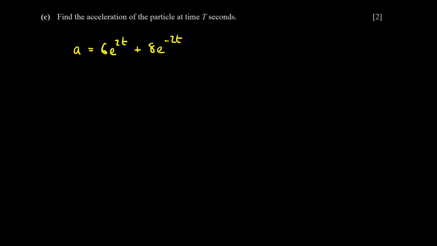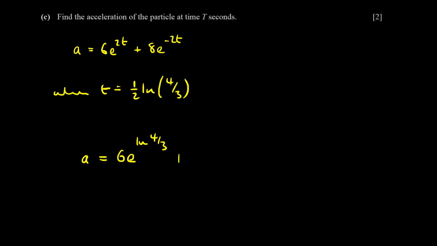All right, so we now say when t is equal to a half ln 4 upon 3, we can substitute that in. So we're going to get a is equal to 6e to the power of 2t. So we've got 2 times a half ln 4 upon 3, which is ln 4 upon 3, right? Because the 2 and a half cancel each other out, plus 8e to the minus ln 4 upon 3.